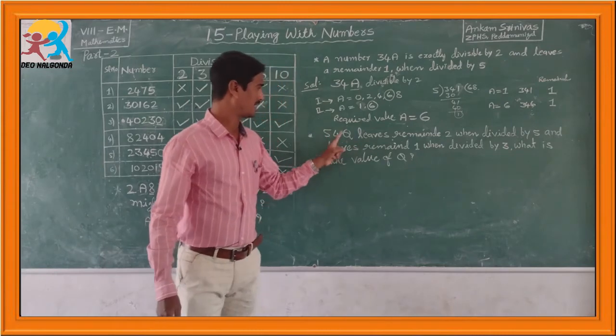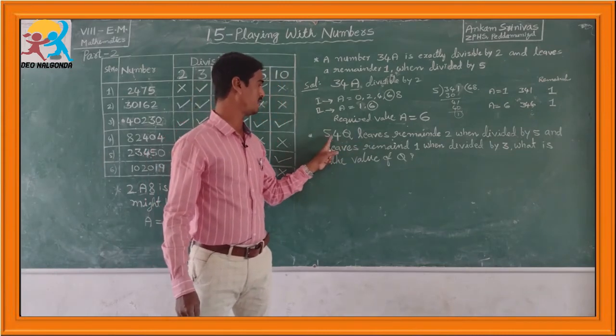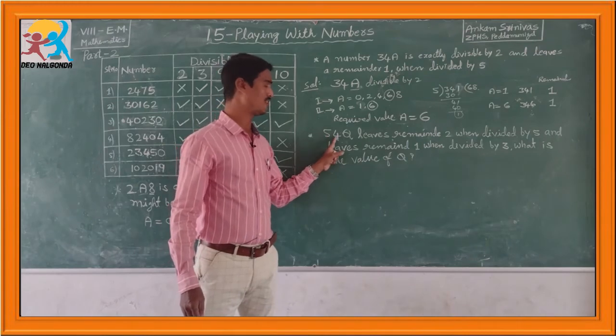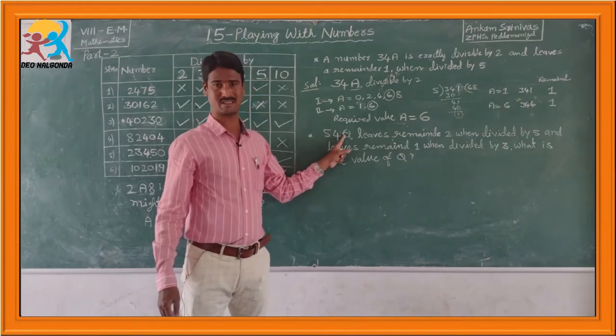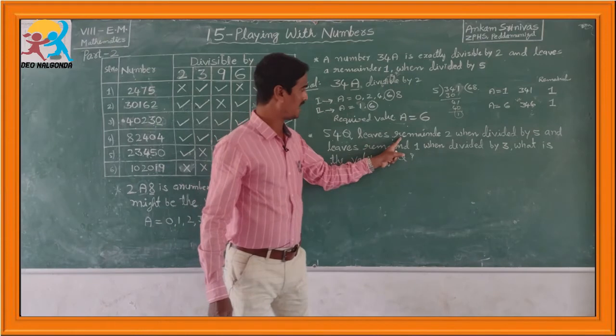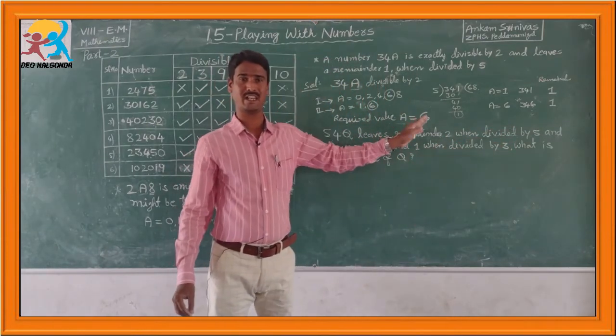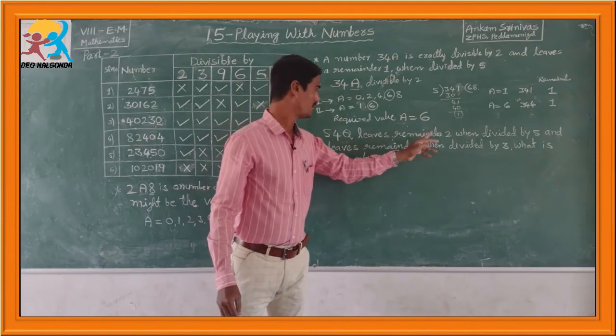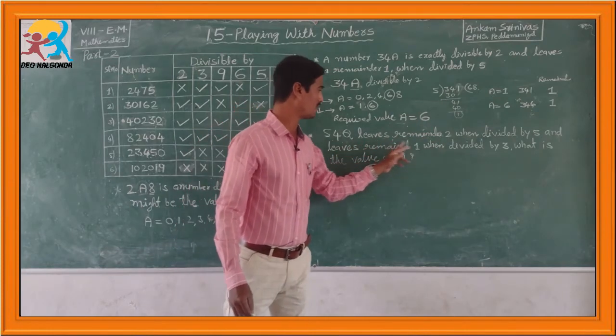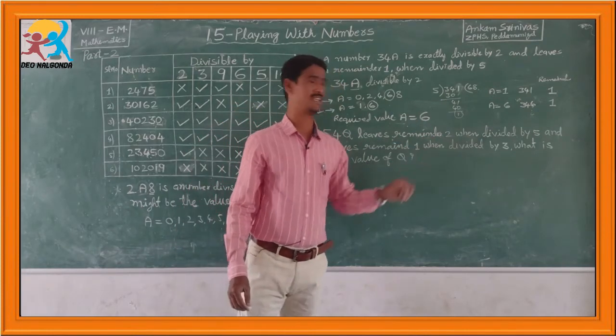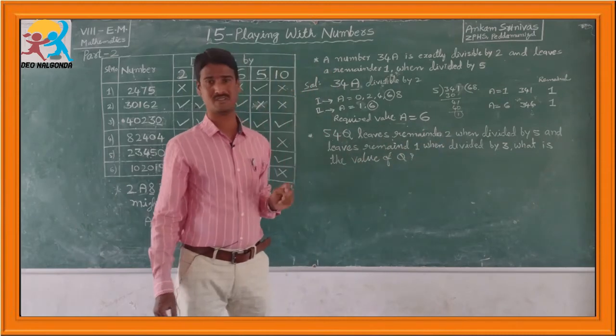Let's take another problem. 54Q, this is a 3-digit number. It leaves remainder 2 when divided by 5, and leaves remainder 1 when divided by 3. What is the value of Q?